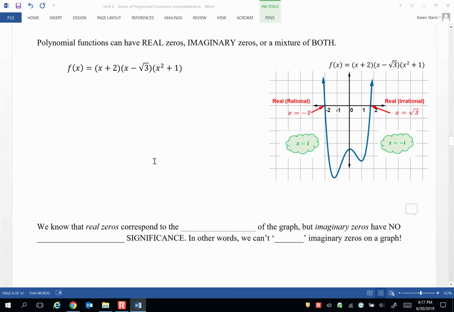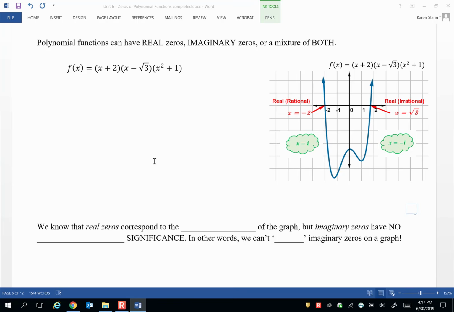Now that we talked about the complex number system, let's go back to polynomial functions and see what it means there as far as zeros go. So polynomial functions can have real zeros, imaginary zeros, or a mixture of both. A complex number can be a zero of a polynomial.